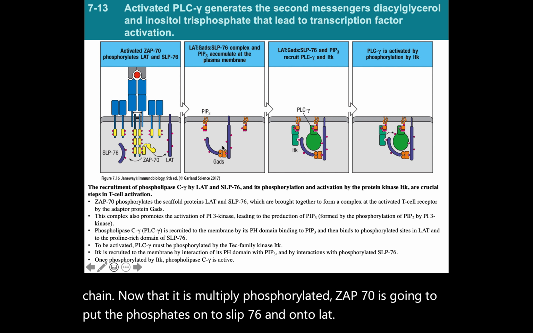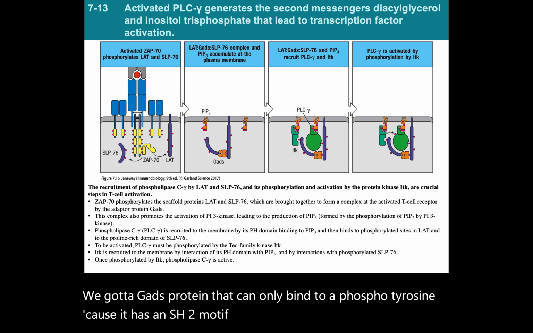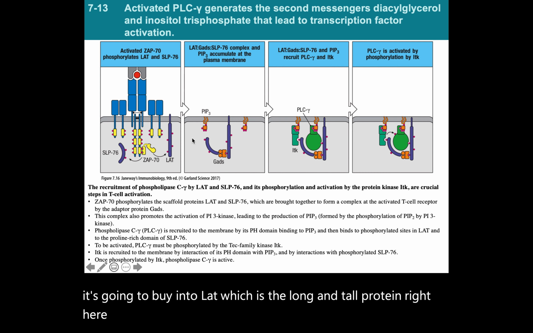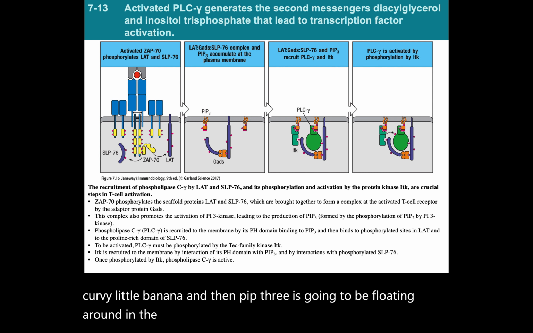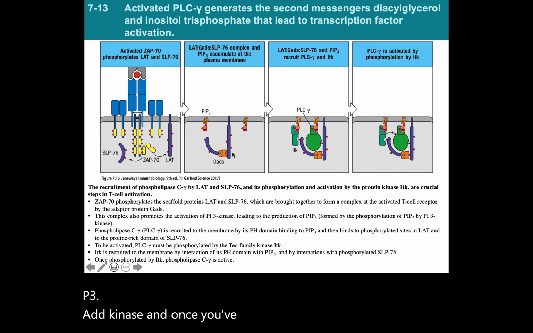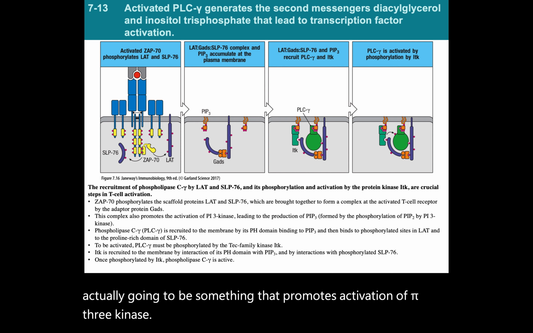Now, we've got our GADS protein that can only bind to a phosphotyrosine because it has an SH2 motif, and that's exactly what they do. So it's going to bind to LAT, which is the long and tall protein right here, and to SLP76, which is going to be hanging off the side like a curvy little banana. And then PIP3 is going to be floating around in the membrane at the same time. This is going to be made by a separate process involving the activation of PI3 kinase. And once you've assembled SLP76, LAT, and GADS, that is actually going to promote activation of PI3 kinase, which will make our PIP3, of course.